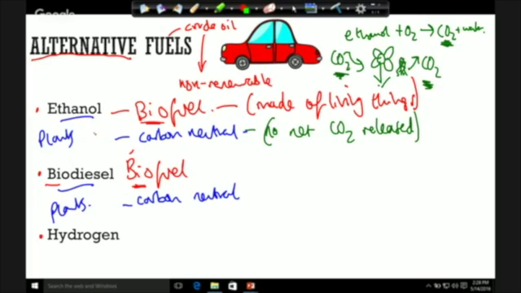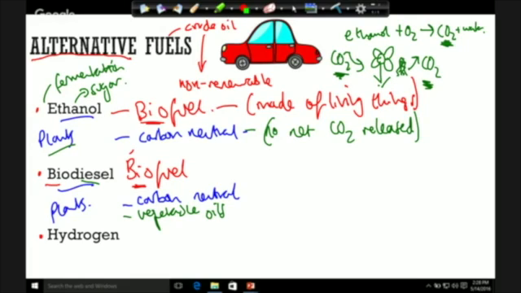So ethanol is made from a process called fermentation, which I'll discuss a bit later, and it uses a sugar plant, which is a big sugarcane plant, and the sugar in that plant is broken down into carbon dioxide and ethanol. So this uses a plant, and therefore it's a biofuel. In the same way, biodiesel is a biofuel, and this is made from vegetable oils. Again, carbon neutral, because the vegetable plants would have taken in carbon dioxide, and then when you burn the fuel, it's only releasing the carbon dioxide it took in.